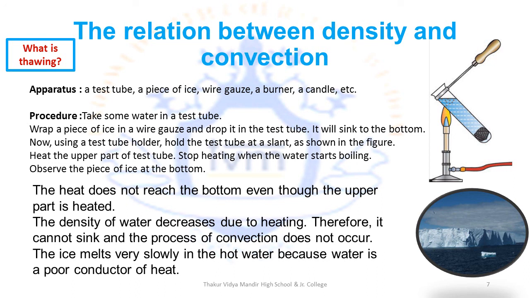And so the process of convection will not occur in the test tube. The ice will melt very slowly in the hot water because water is a very poor conductor of heat. And because water is a very poor conductor of heat, the heat will not travel down from the top of the test tube to the bottom of the test tube. So the ice will melt very slowly.